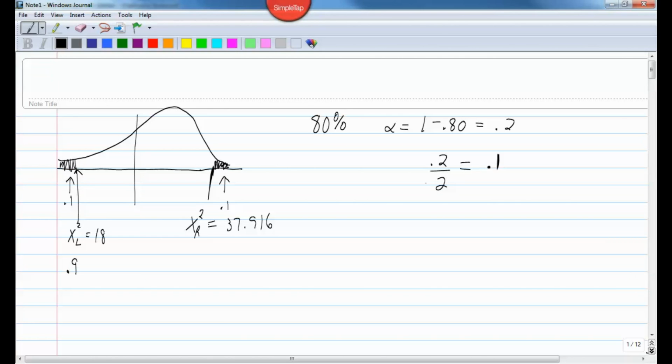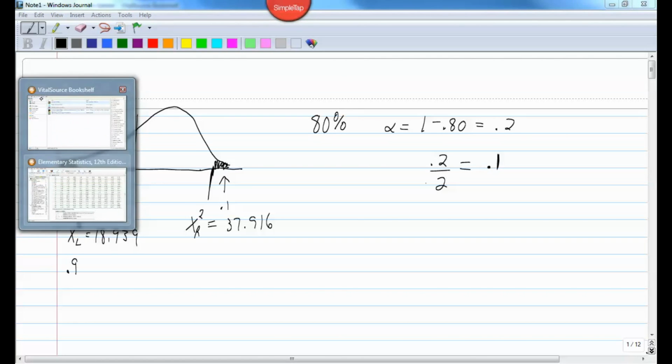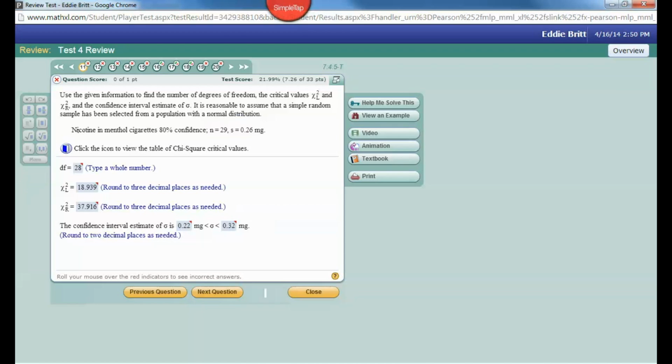This is 18.939. All right, so if we look at our answers so far, there's your chi-square sub L. They actually wanted that one first. And then there's your chi-square sub R. So these are the critical values there.